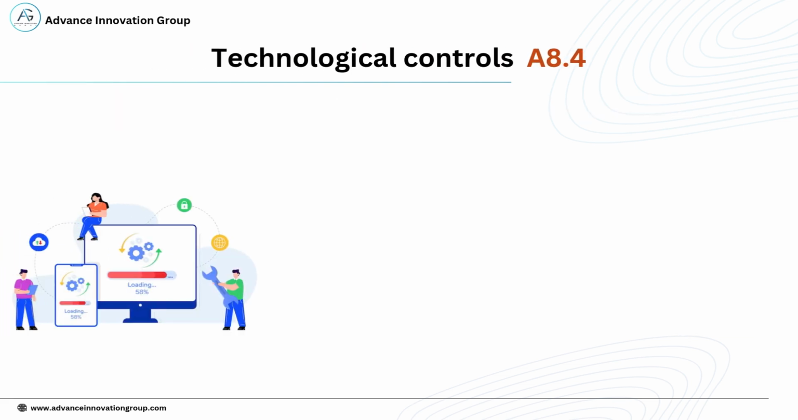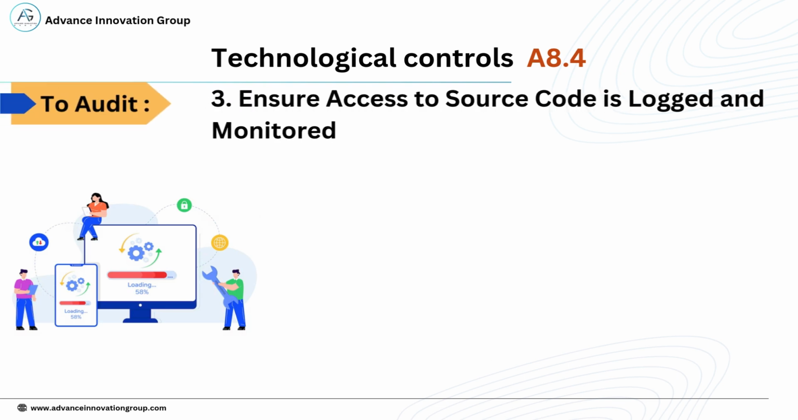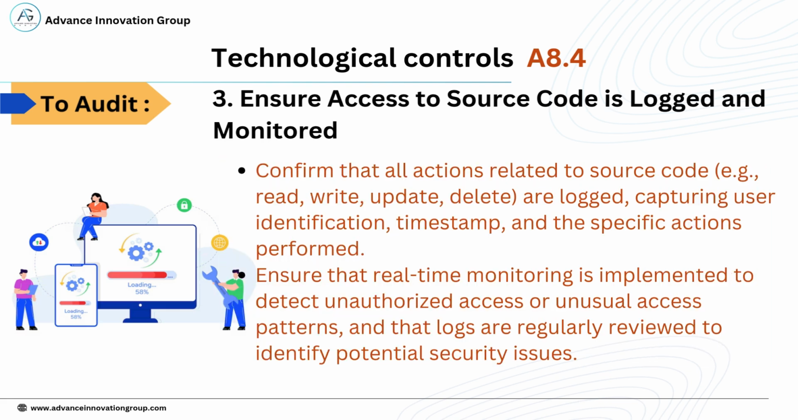Technological controls A 8.4. To audit 3. Ensure access to source code is logged and monitored. Confirm that all actions related to source code, e.g., read, write, update, delete, are logged, capturing user identification, timestamp, and the specific actions performed. Ensure that real-time monitoring is implemented to detect unauthorized access or unusual access patterns, and that logs are regularly reviewed to identify potential security issues.